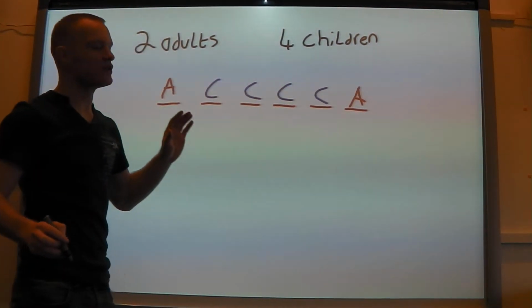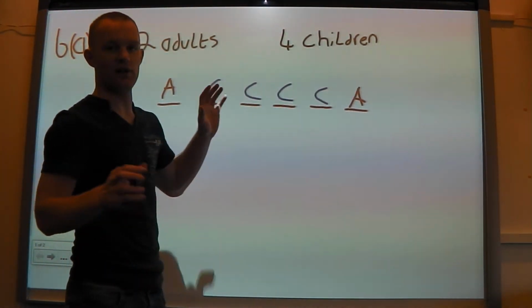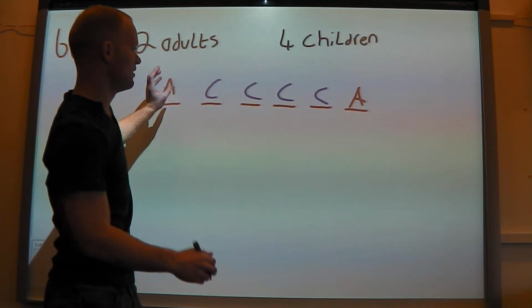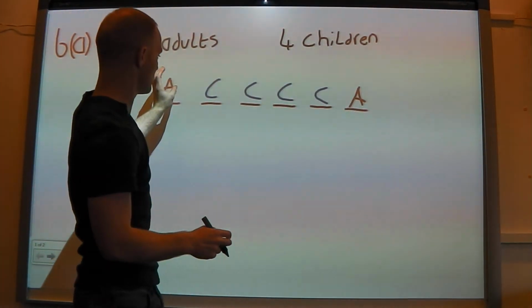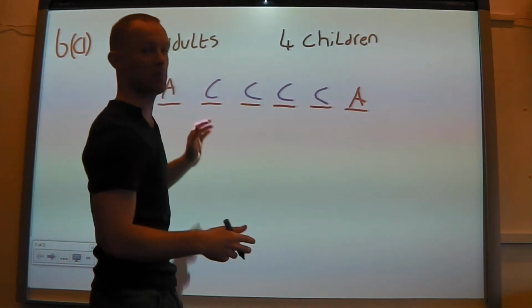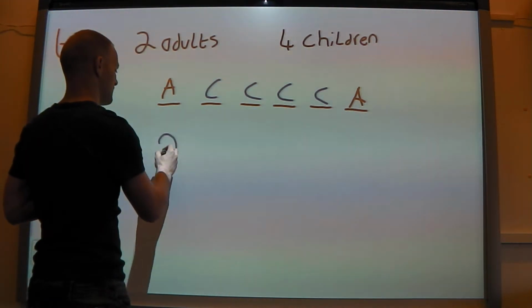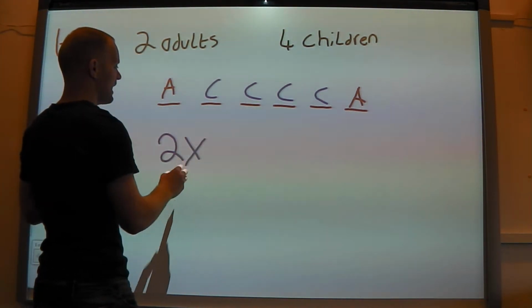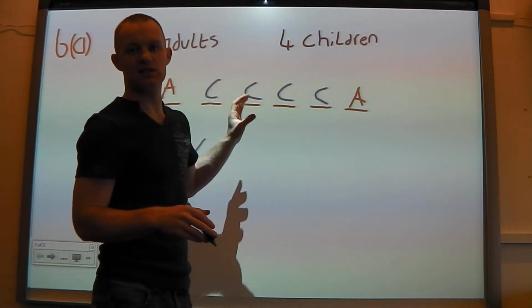Right, now our adults have 2 different combinations of seating plans. Adult A can sit here, and then the other adult has to sit there, or this adult can sit over there, and then the other adult has to swap, obviously. So he's only got 2 arrangements of seating plans. And we have to multiply that by the arrangements of seating plans the kids have.